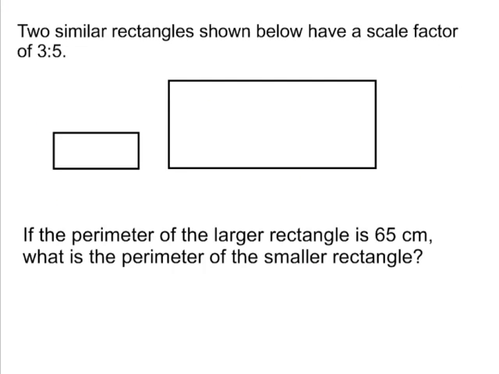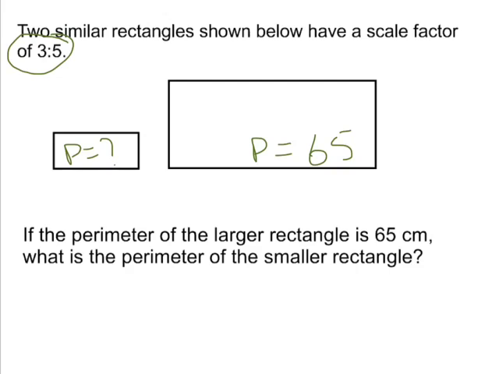Okay, in this problem we have two similar rectangles, and it says that it has a scale factor of 3 to 5. So 3 to 5 is the scale factor from smaller to the larger. Then it gives us the perimeter of the larger rectangle, and it says that the perimeter is 65. So we're trying to figure out what is the perimeter of the smaller one, and we're going to use this ratio of 3 to 5 in order to determine that information.